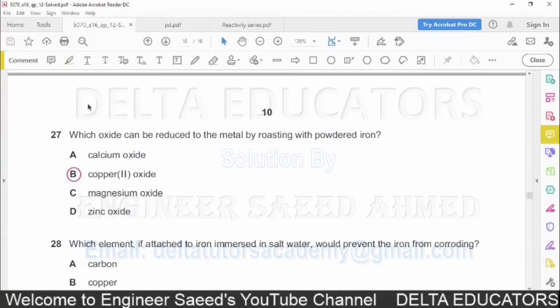Here the oxide that can be reduced to metal should be less reactive than iron. Now if we check the reactivity series, we will find that calcium, magnesium and zinc all are more reactive than iron, only copper is less reactive than iron. So we can reduce copper oxide to copper by roasting it with powdered iron. So correct option, option B.